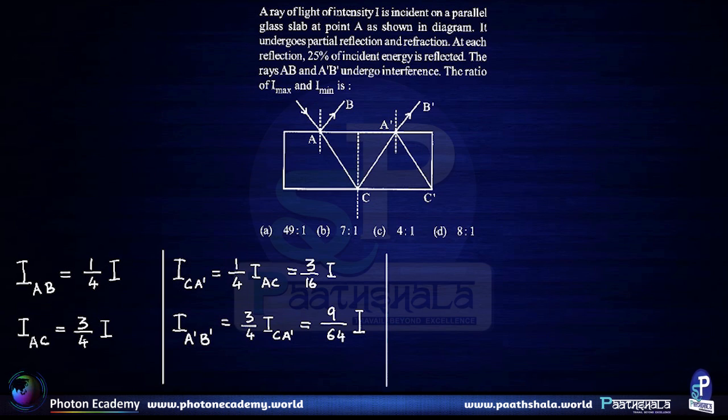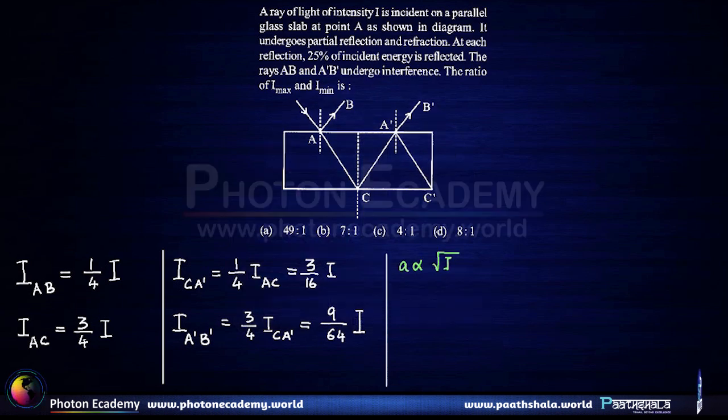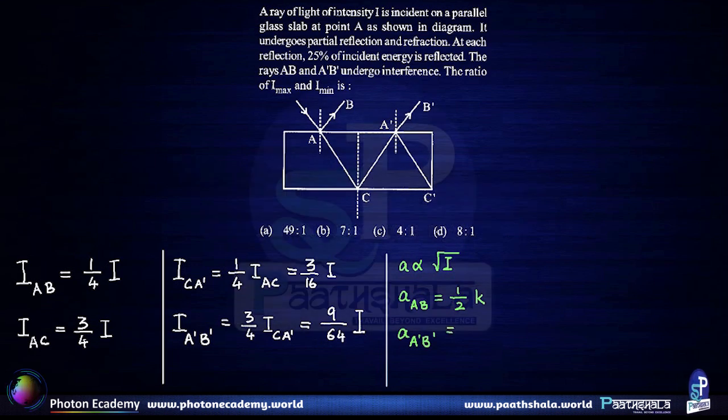Now what are the amplitudes of these two rays? Since the amplitude is proportional to the square root of intensity, the amplitude of the ray AB can be said to be 1 by 2 into some constant k. Similarly, the amplitude of the ray A'B' is equal to 3 by 8 into the same constant k.